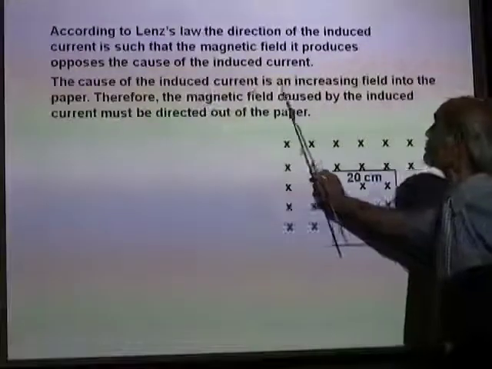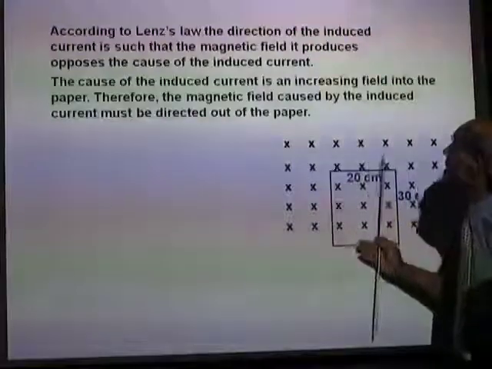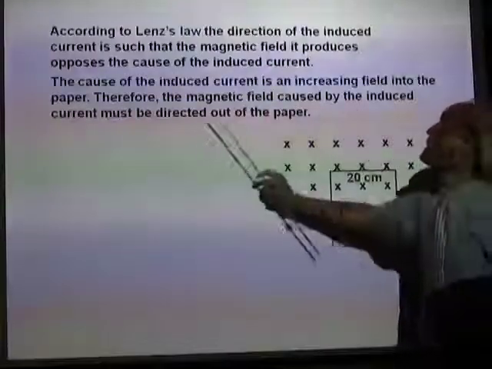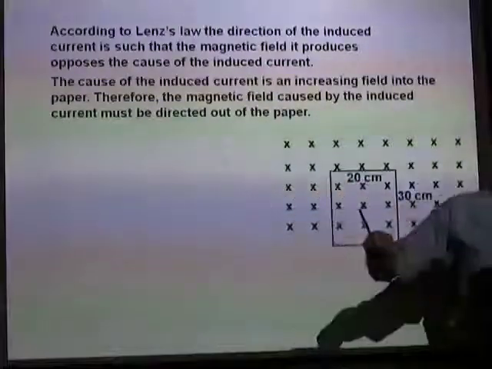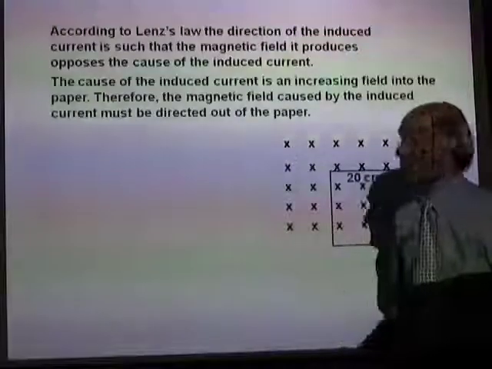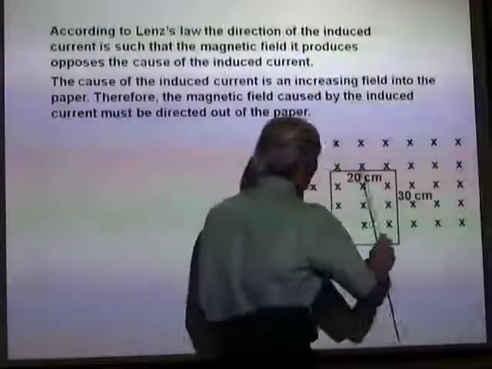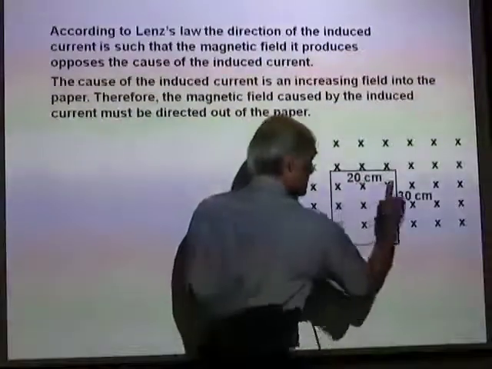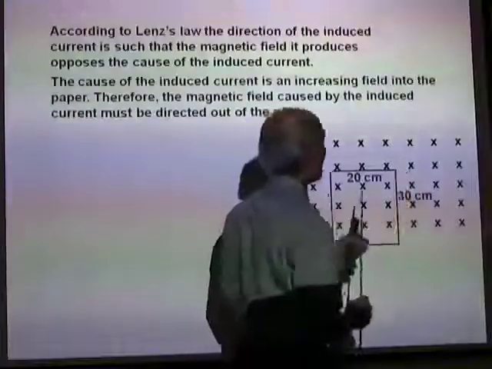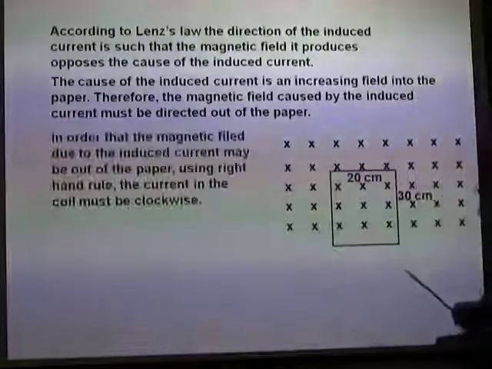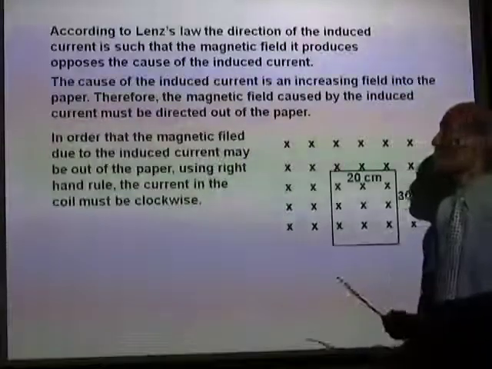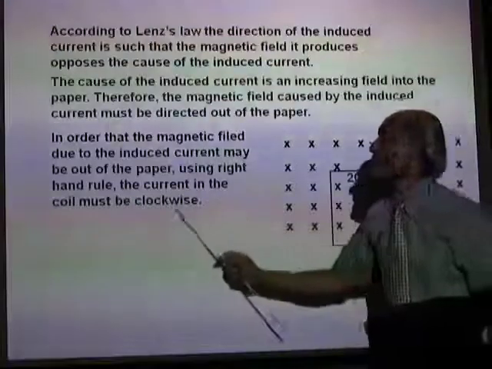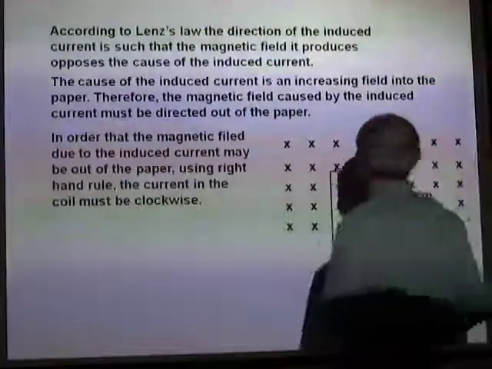The cause of the induced current is an increasing field into the paper. Therefore, the magnetic field caused by the induced current must be directed out of the paper. Is that right? And therefore, if the induced current in this has to be out of the paper, coming out, look at that, coming out, then what must be the direction of the current? In order that the magnetic field due to the induced current may be out of the paper, using the right-hand rule, the current must be in the clockwise direction.